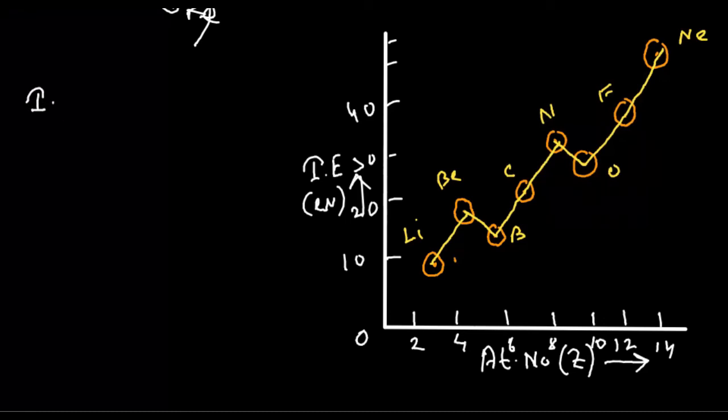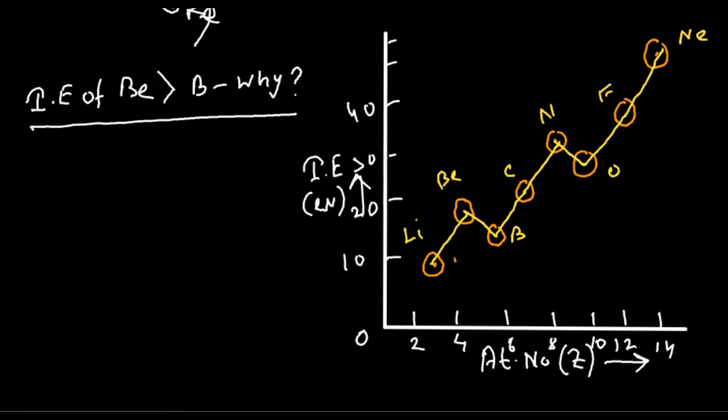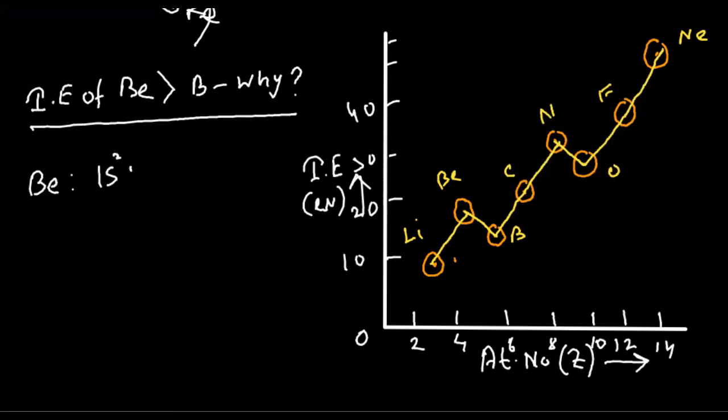I1, that is ionization energy of beryllium, is greater than boron. Why is that so? For this, we have to represent the electronic configurations. What is the electronic configuration of beryllium? It is 1s2 2s2. And for boron, it is 1s2 2s2 2p1. Boron has atomic number 5, beryllium has 4.